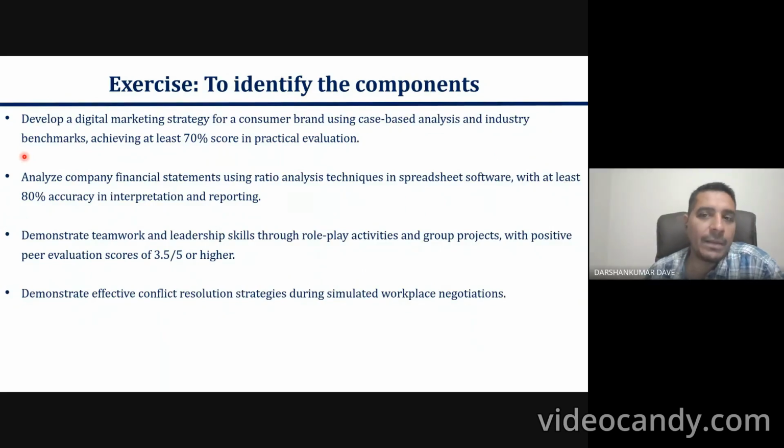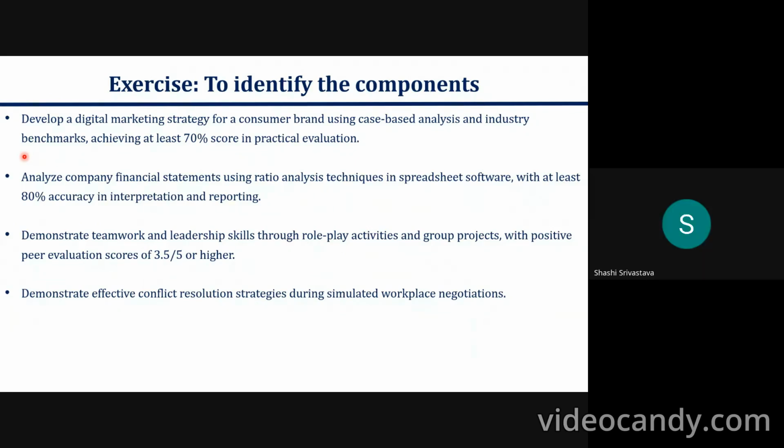Madam, your exercise was to identify all the 4 parts, that is your action verb, subject, context, and criteria. In each of these four statements, the first statement is develop a digital marketing strategy for a consumer brand using case-based analysis and industry benchmarks. So the action verbs are here. Develop, analyze, and demonstrate. Okay, that is for the first one.